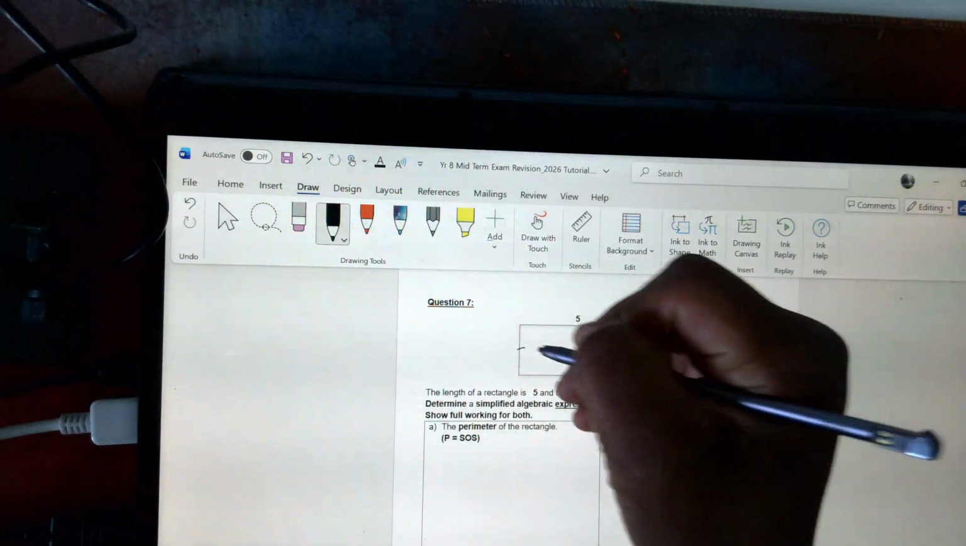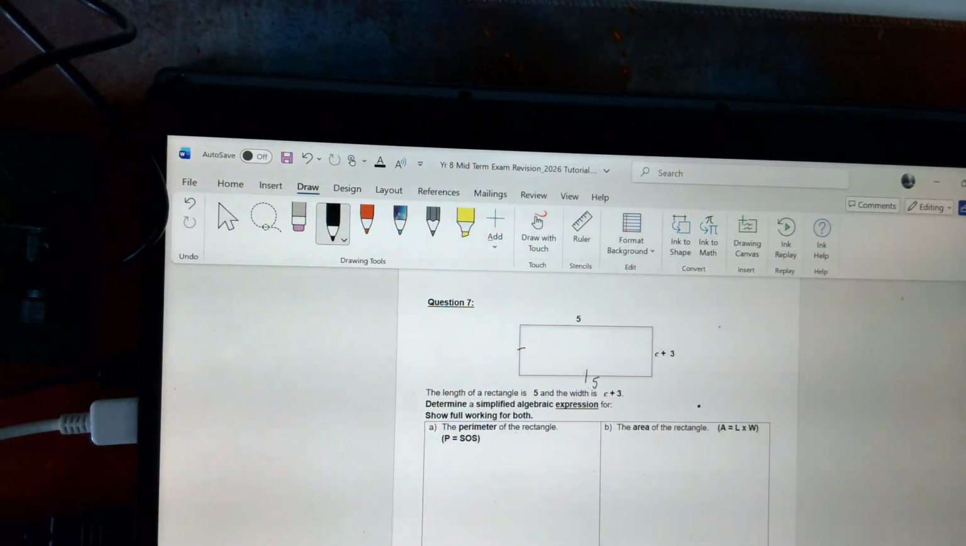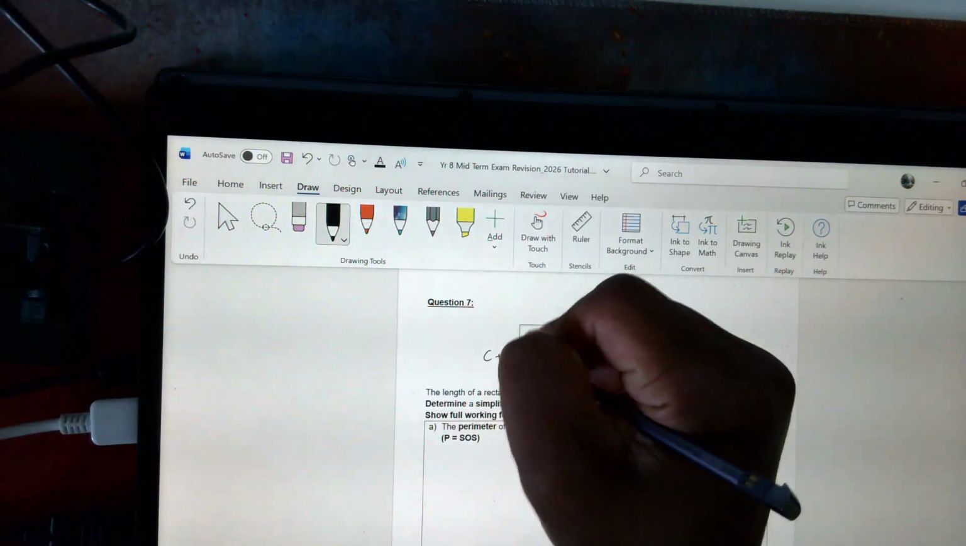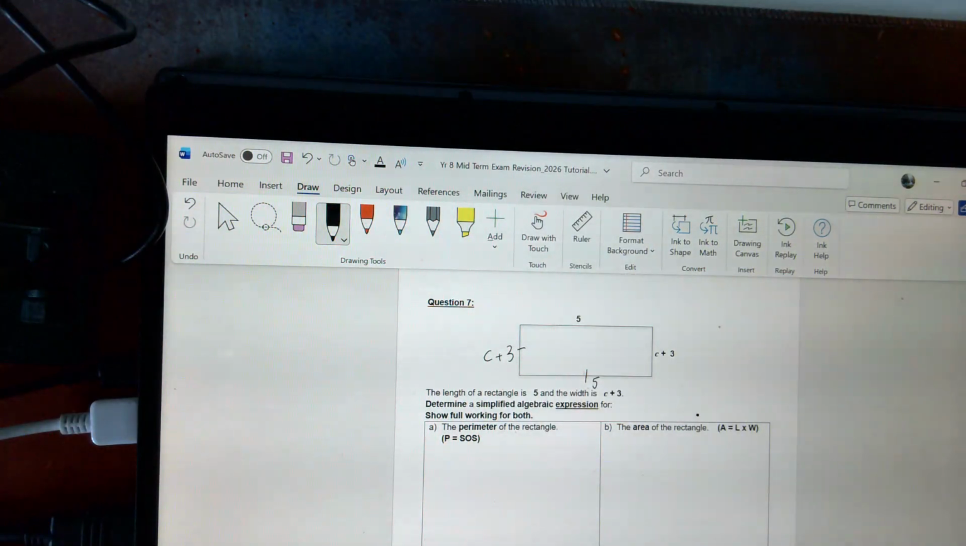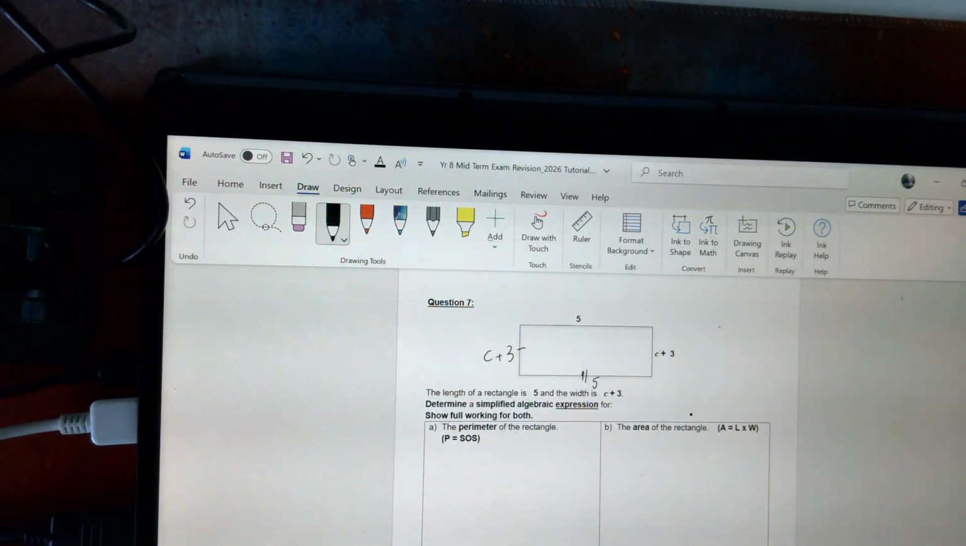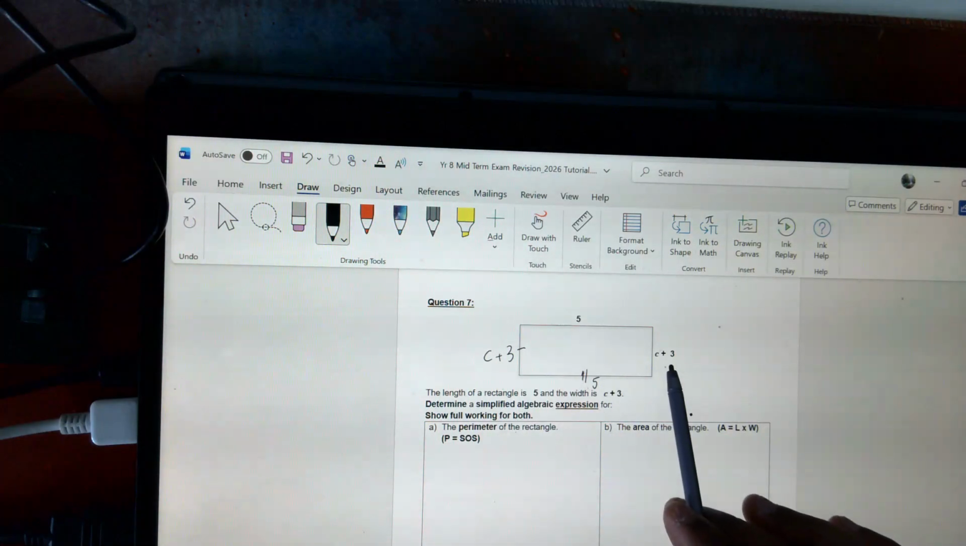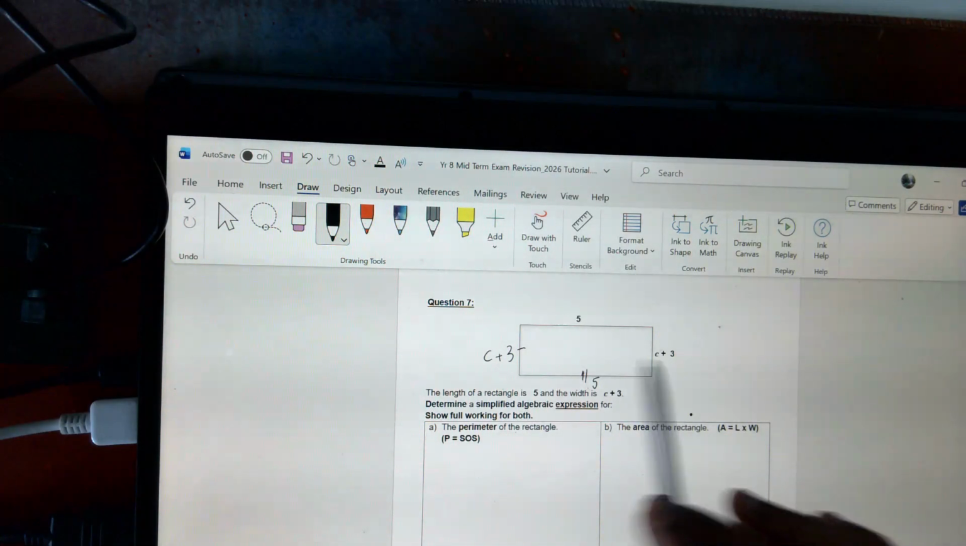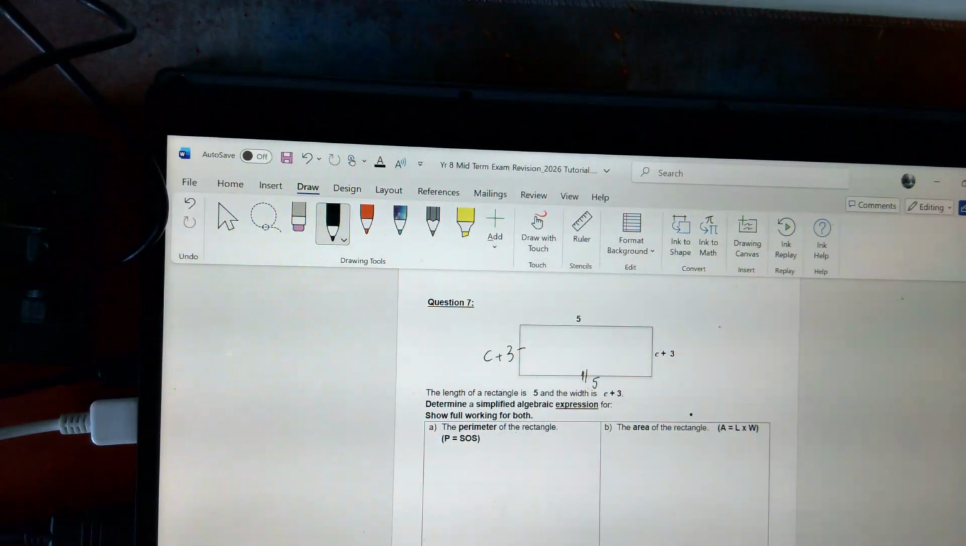Anyway, for this question we have to find the length, and the length of a rectangle is 5 and the width is c plus 3, and we got to find the perimeter and the area. So first thing I'm going to do is go ahead and put in my line markings, and I know that if this side's 5, the opposite sides are 5, and if this side is c plus 3, then this must be c plus 3 as well.